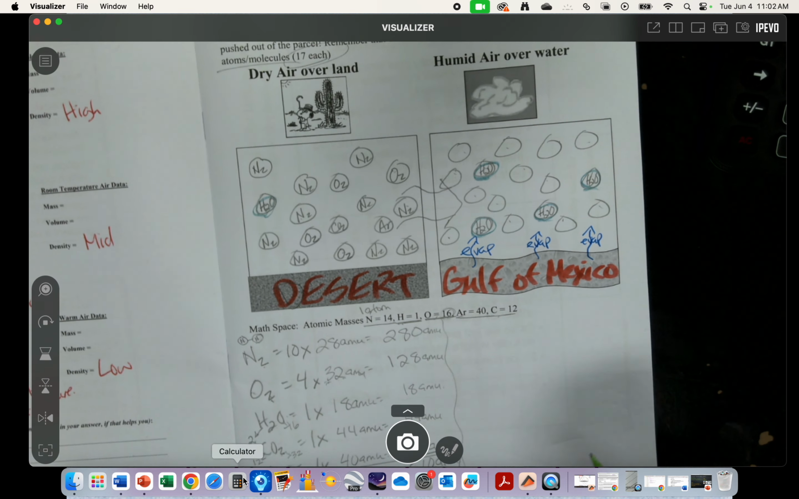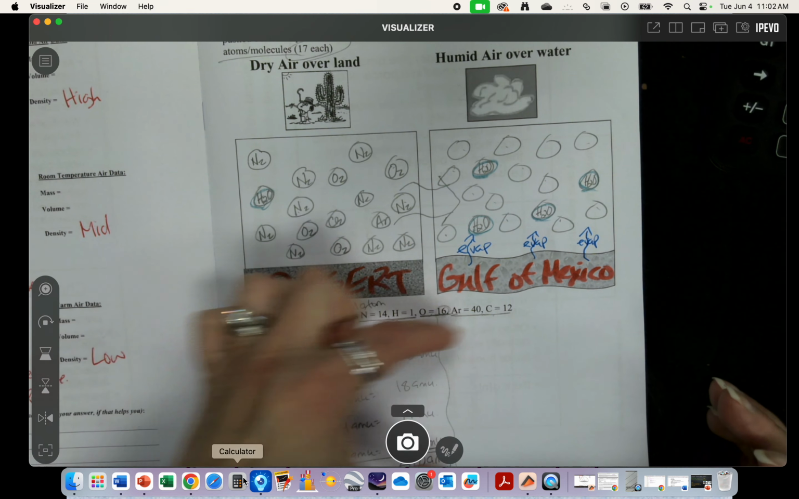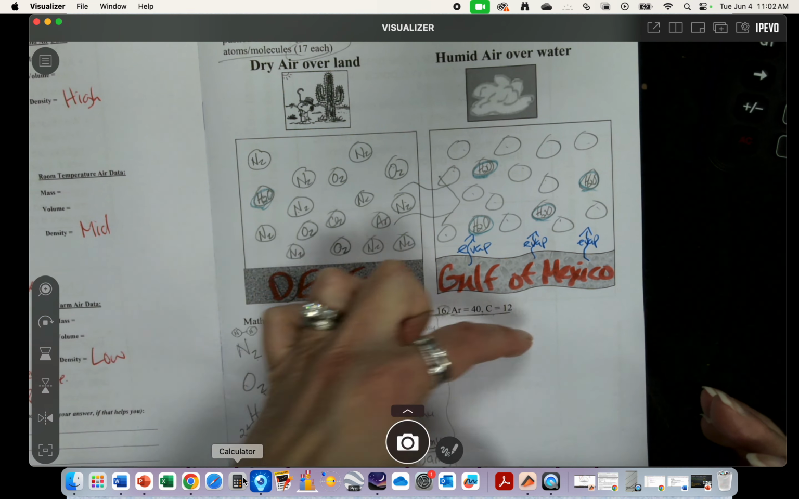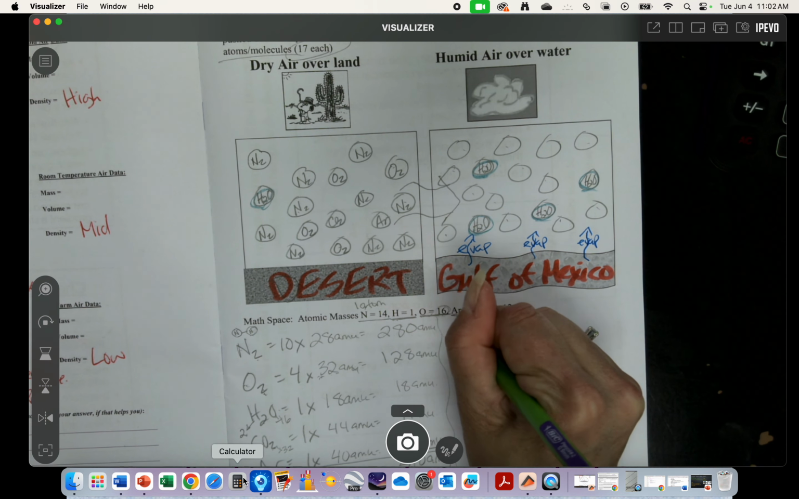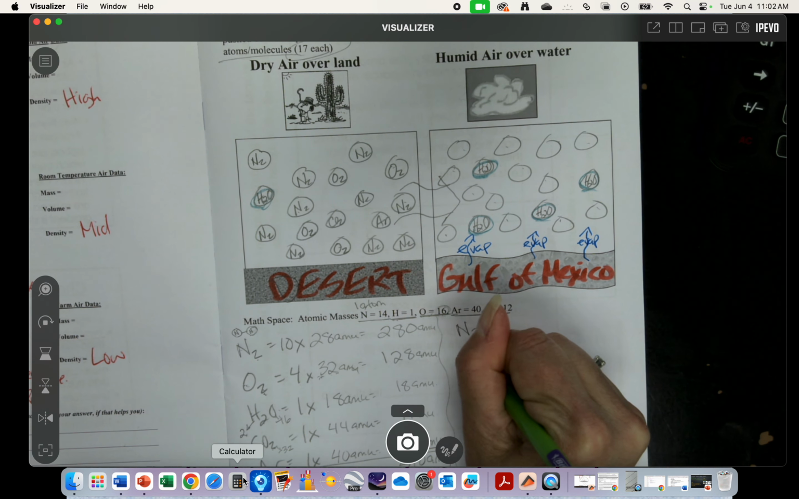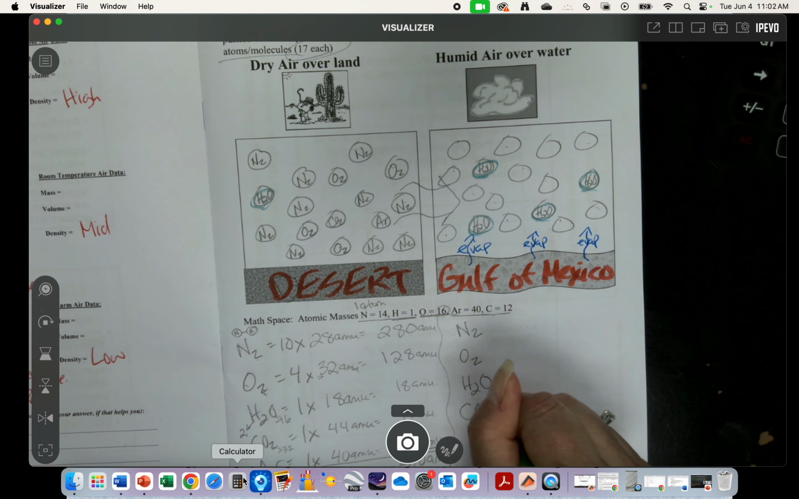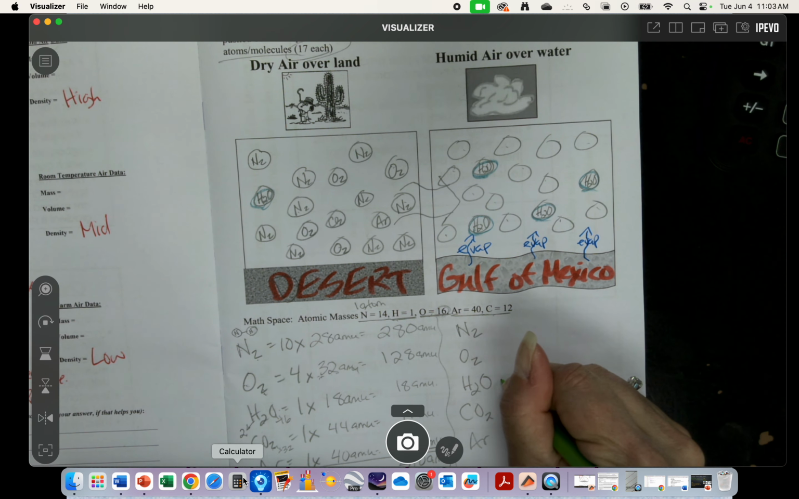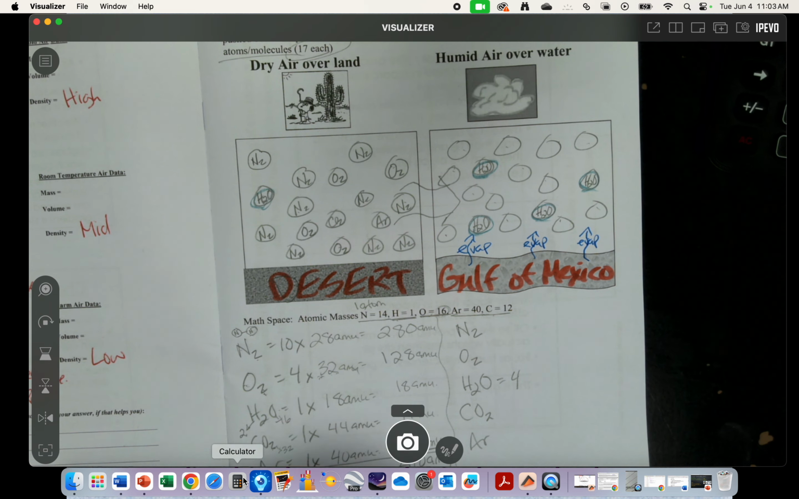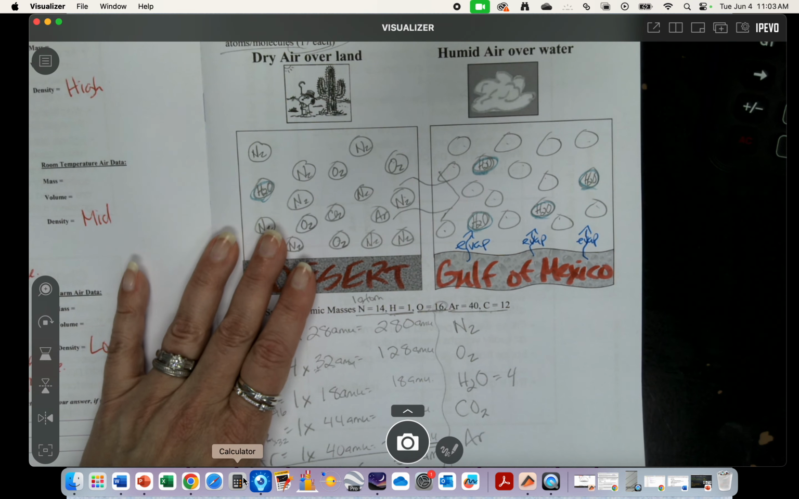All right? So what we're going to do is list all of our molecules in the same order. So we're going to have N2, O2, H2O, CO2, and argon. But now we don't have one. Now we have 4 H2Os. So something's got to give, yeah?